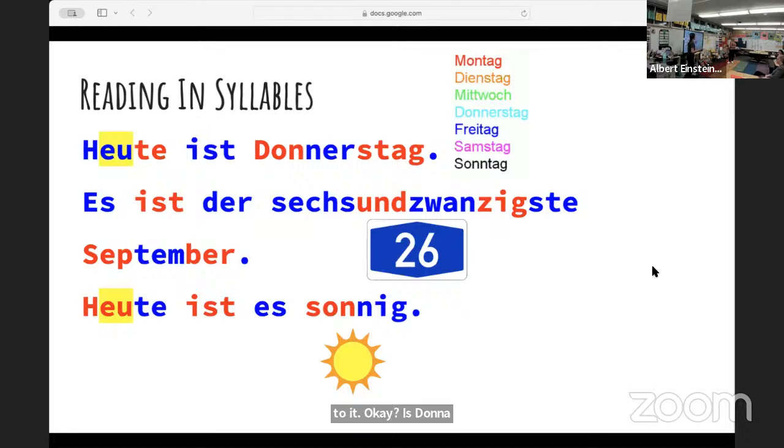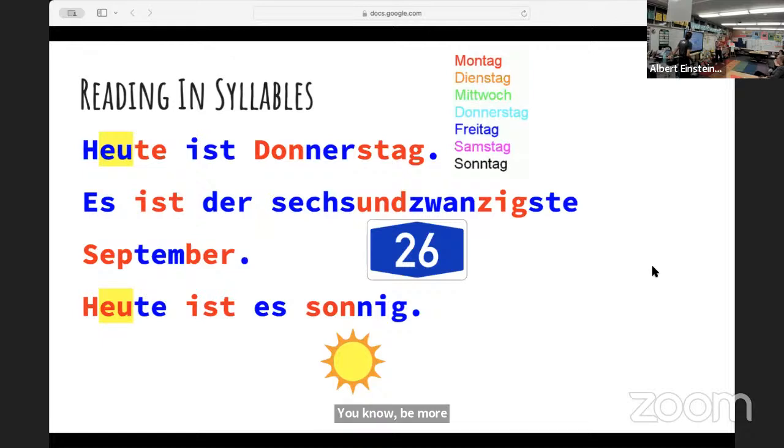Es ist der 26. Oh, got it. 26. Und heute ist es sonnig. So this is just some scaffolds for them to be more successful in their reading.